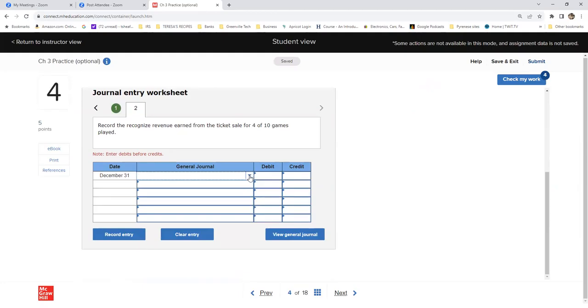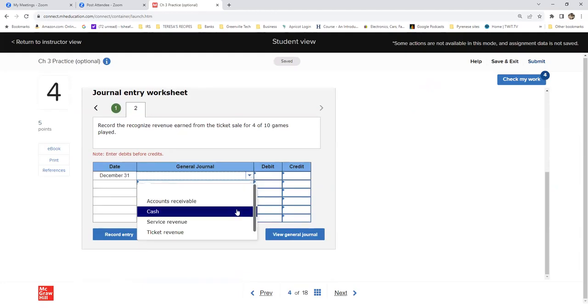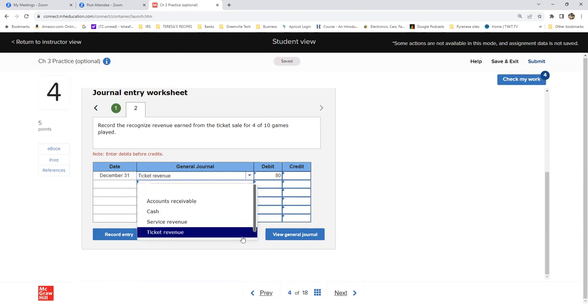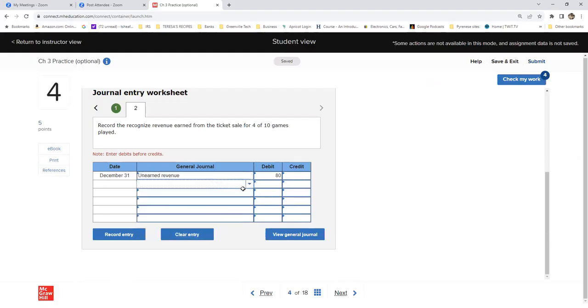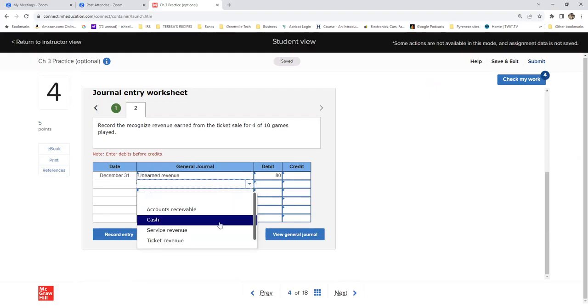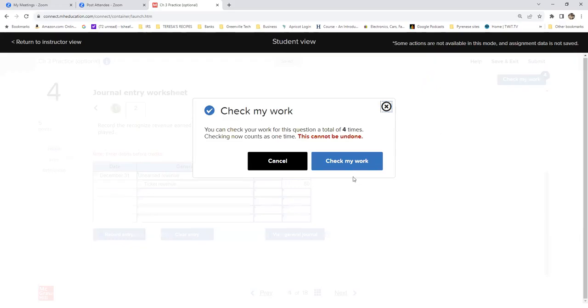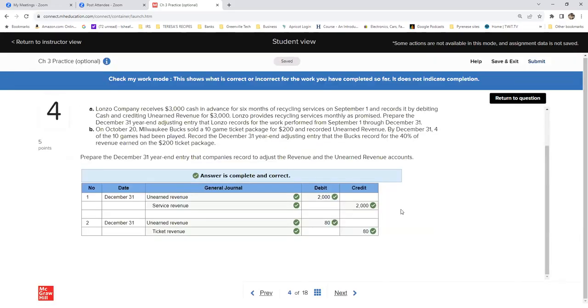So we're going to debit ticket revenue, $80. And we're going to, I'm sorry, not the ticket revenue, unearned ticket revenue. And we're going to credit ticket revenue, $80. Let's check our work. And we got it right. All right, next.